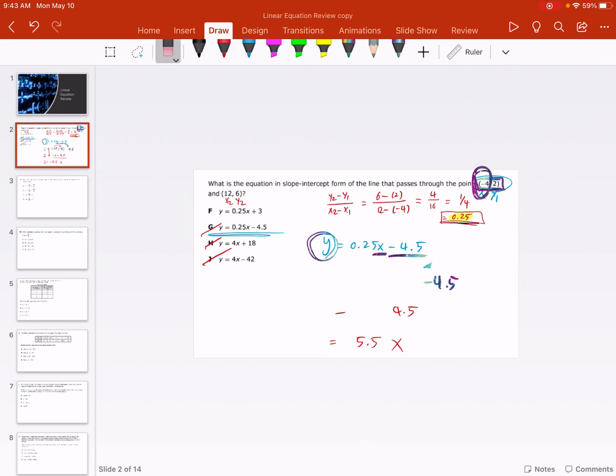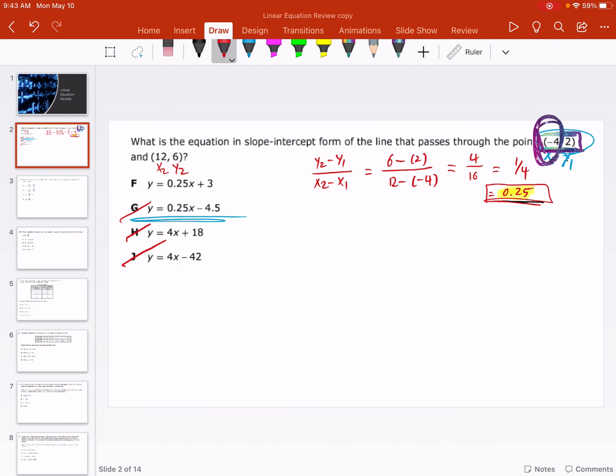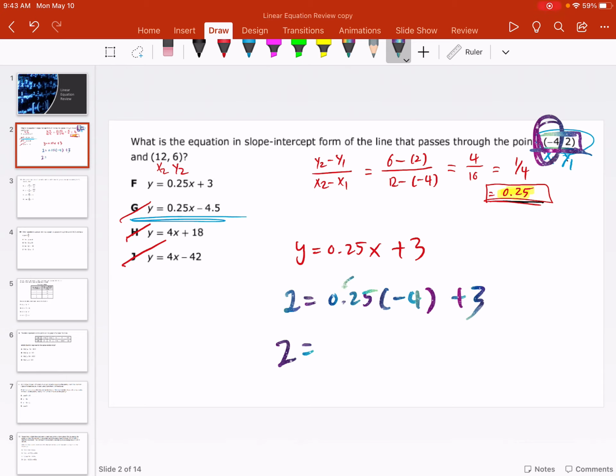But let's say if you put the correct answer, for example, F, y equals 0.25x plus 3, and let's put the same number here. So y is equal to 2, and instead of x, I'm going to put -4 and see if they are true. 0.25 times -4, you will get -1 plus 3, and -1 plus 3 will give you 2. 2 equals 2, correct.